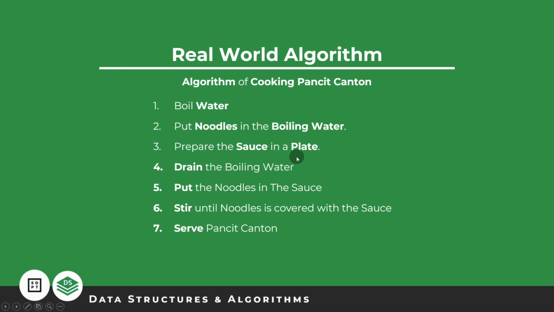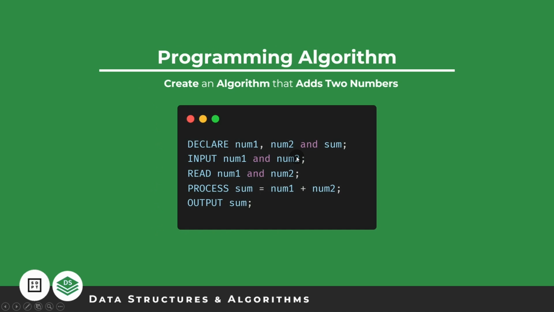So, ito naman ang itsura ng programming algorithm. So, sabi dito, create an algorithm that adds 2 numbers. So, as we can see here, it doesn't really use specific programming language. Gumagamit lang siya ng English words. So, maintindihan pa rin natin siya kahit hindi kayo nagpo-program or hindi pa kayo sanay mag-code. Makikita nyo dito, mag-declare muna daw tayo ng num1, num2, and sum.